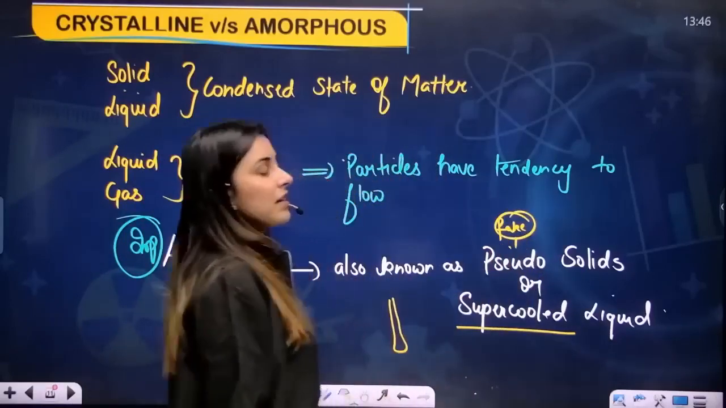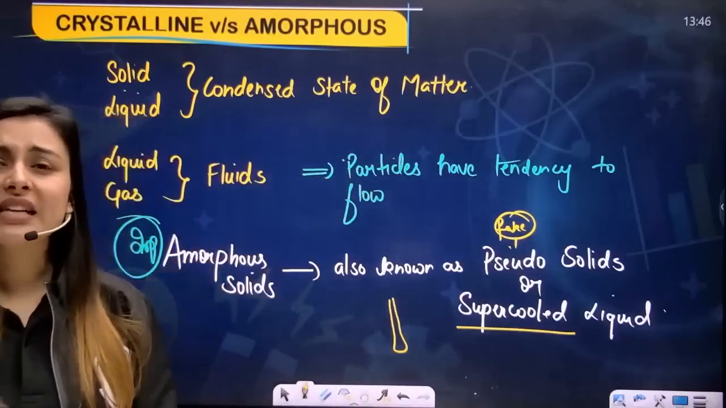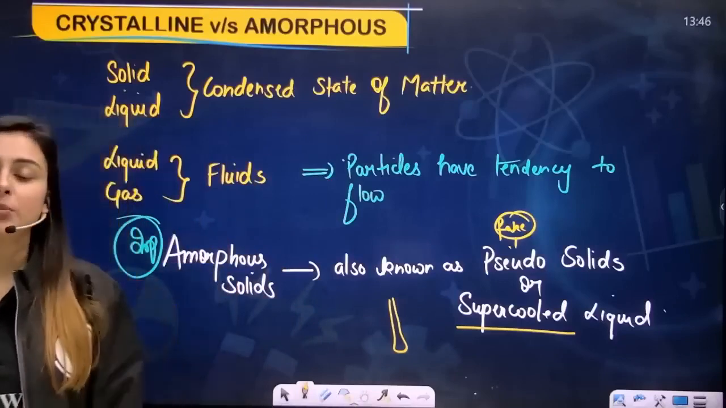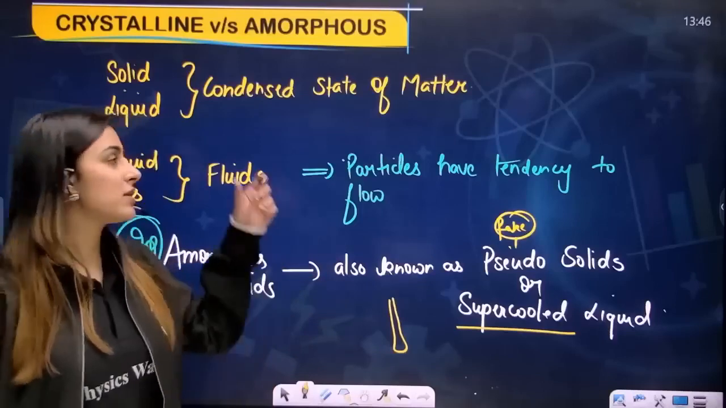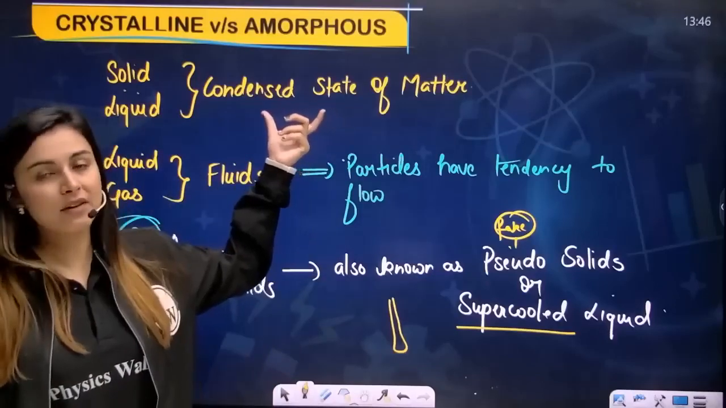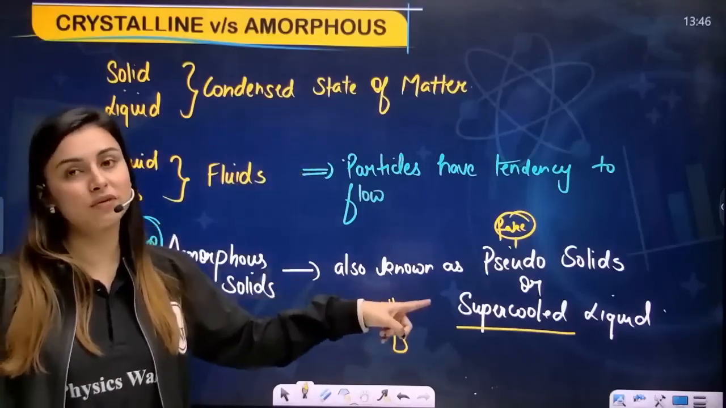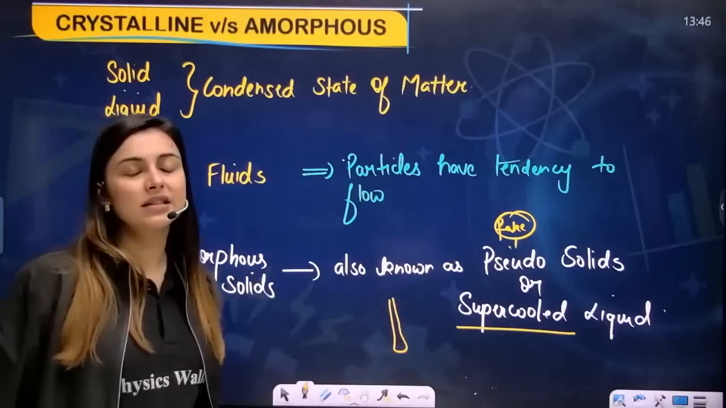Okay, and that is the reason we call amorphous solids pseudo solids, fake solids, because they are violating the definition of a solid. A solid is a condensed state and doesn't have a tendency to flow, but yet an amorphous solid flows, and that is why it is given these two names.